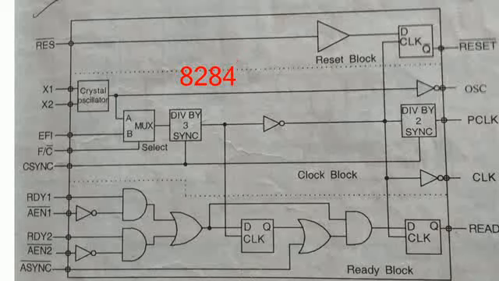So 8284 is a clock generator, which is used for providing the different signals required by the microprocessor. One is the reset signal, another is the clock signal, another is the ready signal. We also have the PCLK, which is the peripheral clock. There are some peripherals which expect clock signals, and if the frequency coming from this line is sufficient for the peripheral device, then we make use of this signal as a peripheral clock to the peripheral device, which we are going to see in the next video.